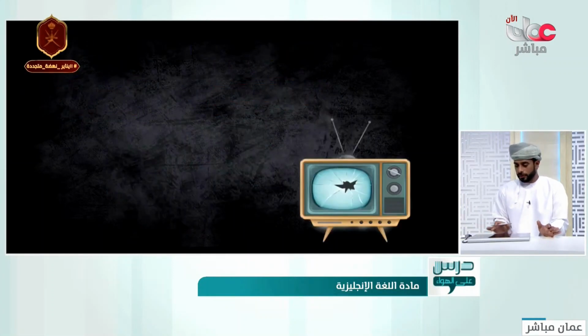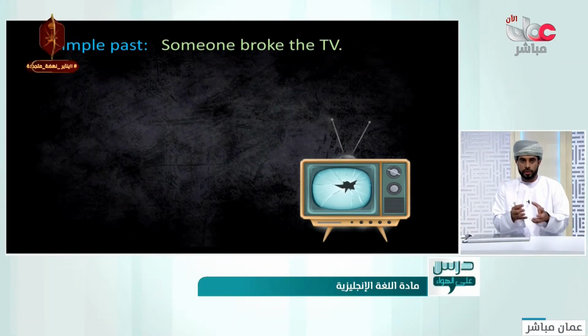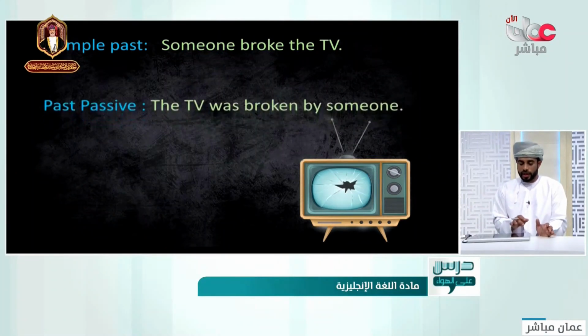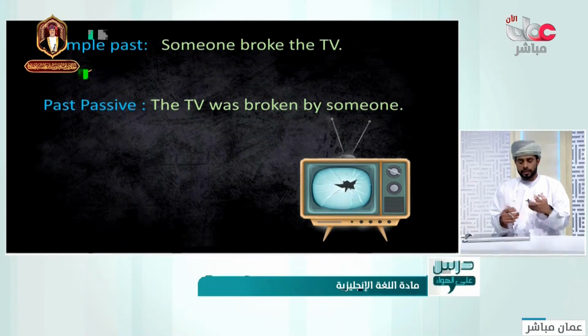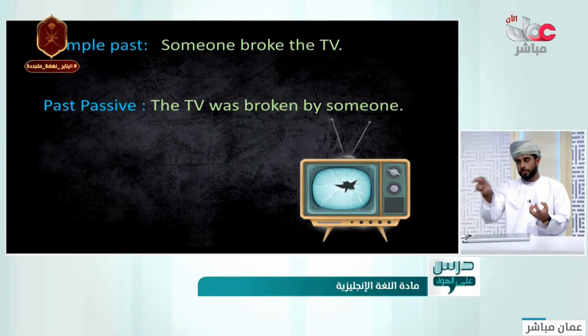Have a look at this TV. It is broken. In the past simple, we say someone broke the TV. That person whom we don't know came and broke the TV. So the TV received the action. And you can say the TV was broken by someone. So the TV now received the action by that person.